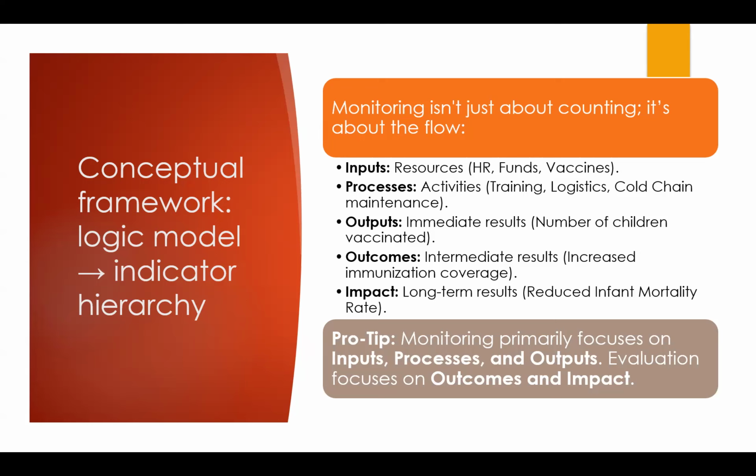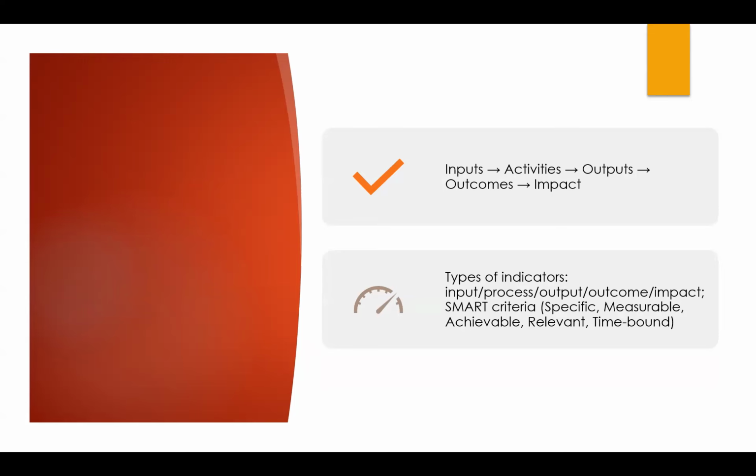Monitoring primarily focuses on inputs, processes, and outputs. And evaluation focuses usually on outcomes and impact. So, this is an easy way to differentiate between monitoring and evaluation. This is the flow which usually goes on in programs: input, activities, then outputs, outcomes, and impact. So there are different types of indicators. For example, for input, process, output, outcome, and impact, every level has its own indicators. For them, the criteria usually used is the SMART criteria, which is specific, measurable, achievable, relevant, and time bound.